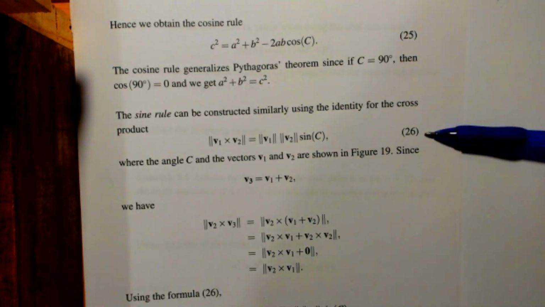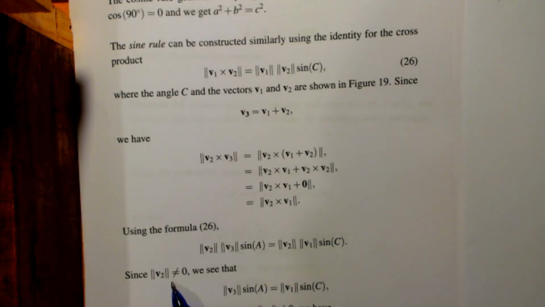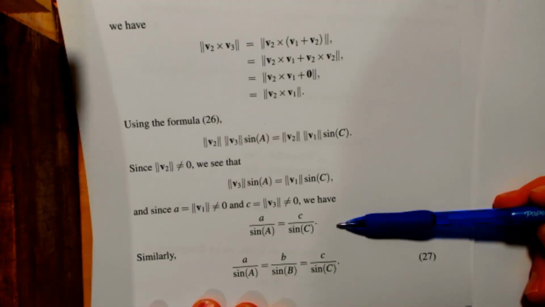Now, using the formula 26 here, we see that that is the product of the norms times sine of A and the product of the norms times sine of C. So, assuming that the norm of V2 is non-zero, we can cancel that on both sides, and we get the norm of V3 sine A is the norm of V1 sine C. And since A, which is the norm of V1, is non-zero, and we're assuming that the norm of V3, which is C, is non-zero, we get this, which is the sine rule.